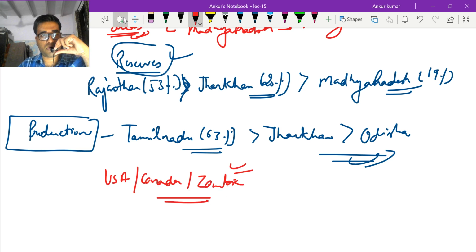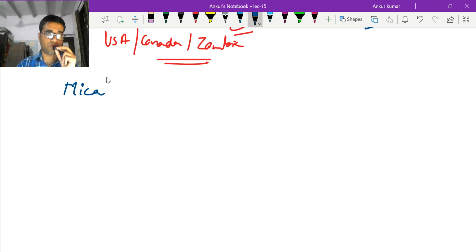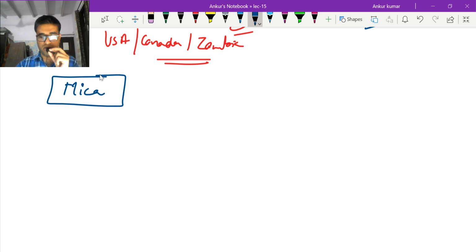Moving on to the next important ore, that is mica, right? So we have done copper here. Moving on to the next one, that is mica, right? What is important? India is the largest producer of mica. India produces close to 60% of the world's mica.